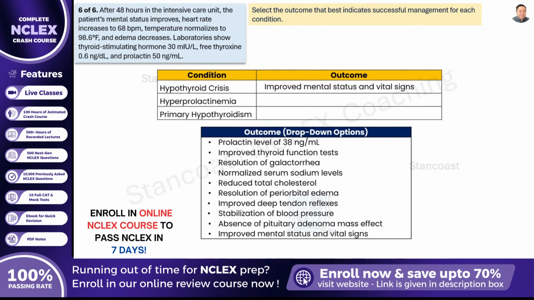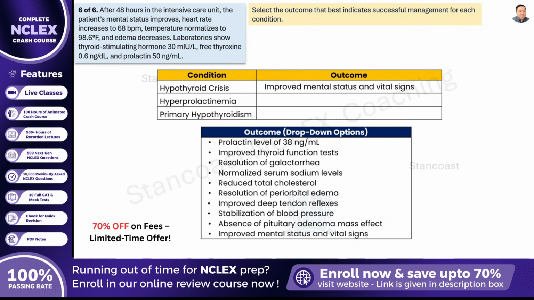Now, if you selected reduced total cholesterol, this is a long-term benefit if we are treating the patient's hypothyroidism. This is not something that we are supposed to expect within the first 48 hours. Now, resolution of periorbital edema, which is the puffiness around the eyes, is going to go away over time, not really possible within the first 48 hours.